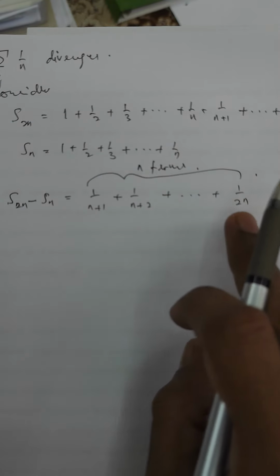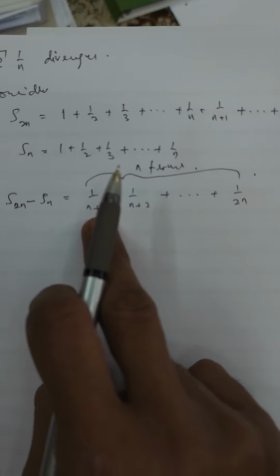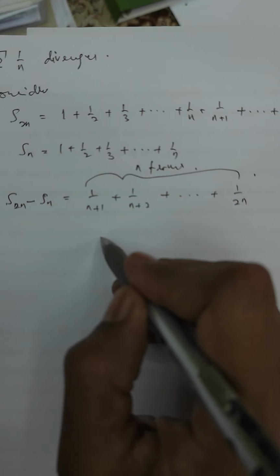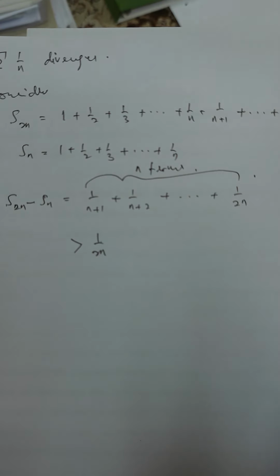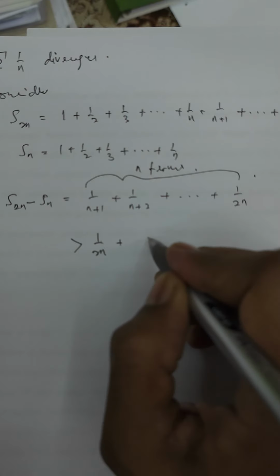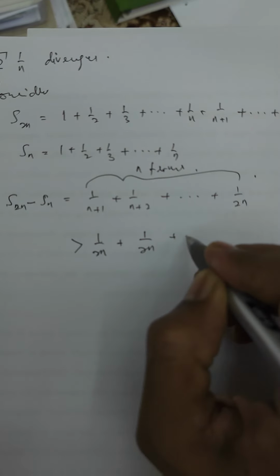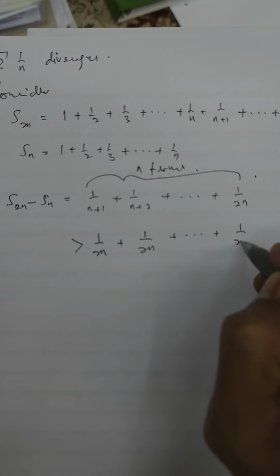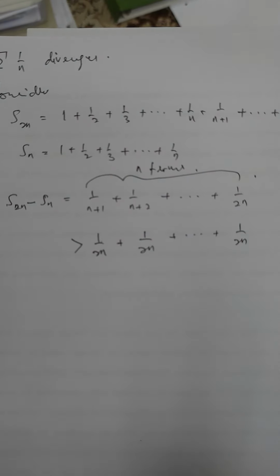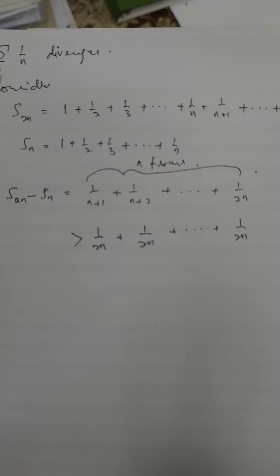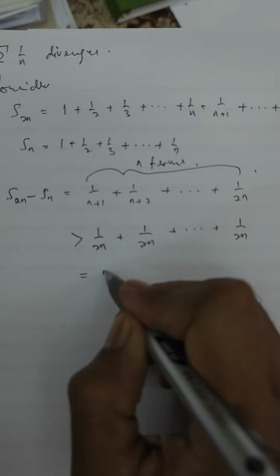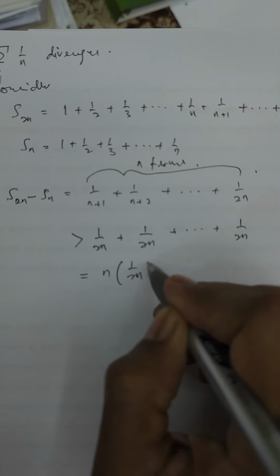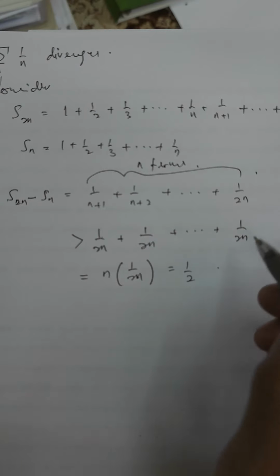For each of those terms, 1 over n plus 1 is bigger than 1 over 2n, and so on, and the last term, 1 over 2n, is equal. Since we have n terms there and we add them up, this gives you n times 1 over 2n, which gives you half.